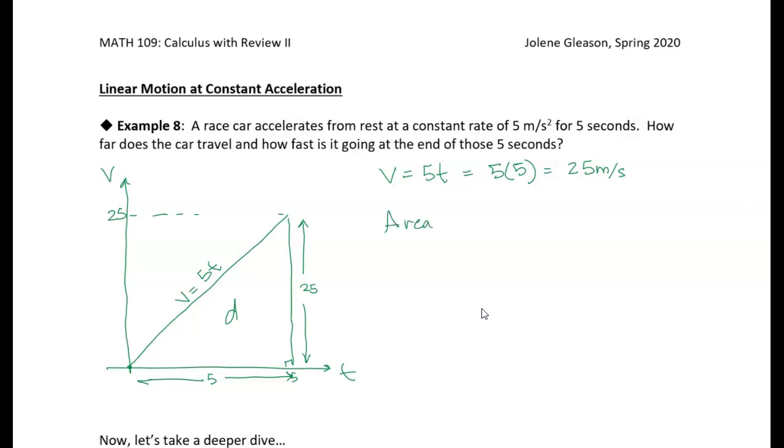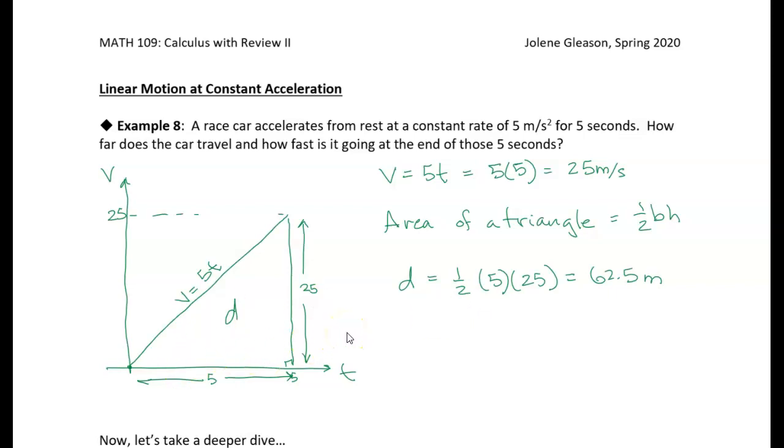Okay, so we have a nice little triangle here, and we know that the area of a triangle is just 1/2 base times height, right? And the area of this triangle is also the distance, or the displacement. The displacement has to be equal to 1/2 times 5 times 25. So when we do that calculation, we get 62.5 meters. So this race car went 62.5 meters in 5 seconds at that acceleration.